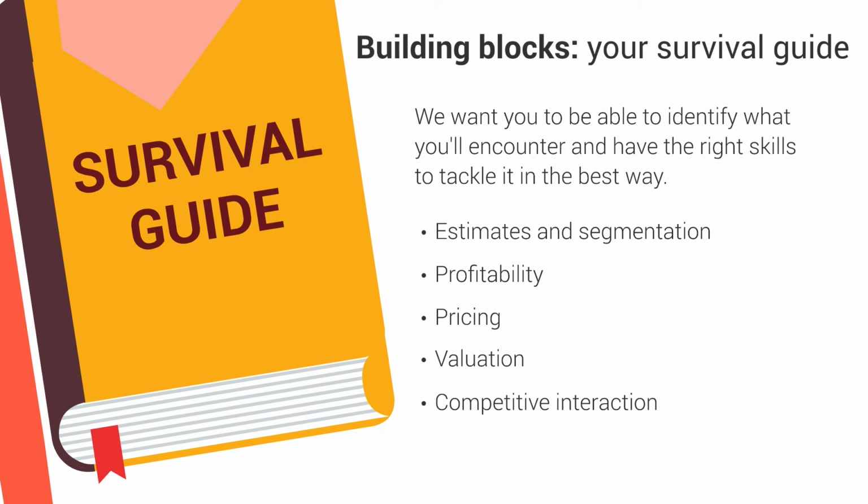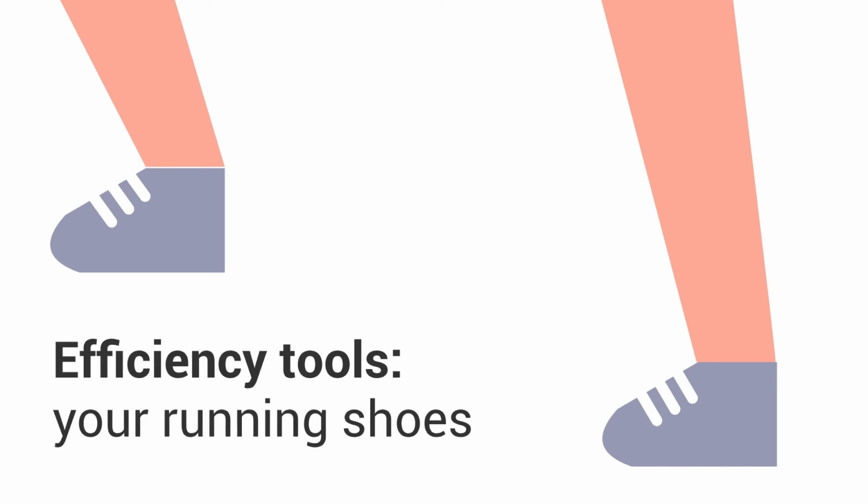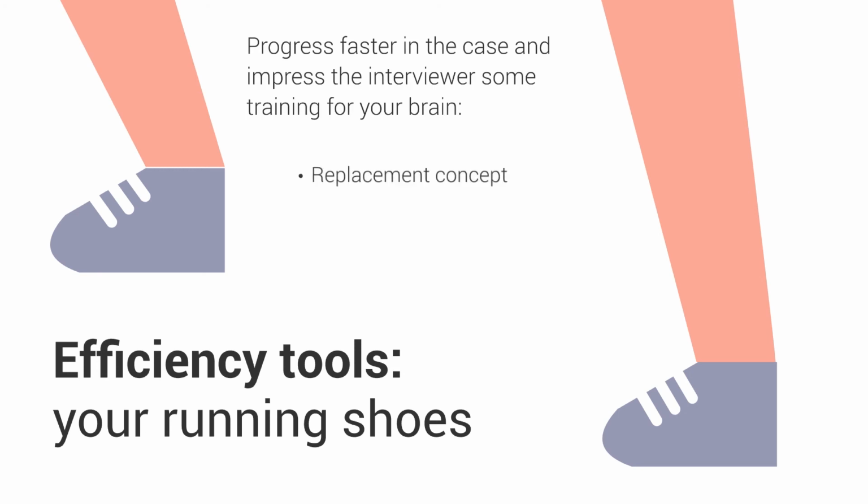Okay, what's next? You have everything to find the right path. Now you need to reach point B quickly. You need good shoes, or more likely in our case, tools to make your brain more efficient. We'll go through the replacement concept, which is very useful to estimate the size of a difficult market. Differential thinking, a neat set of shortcuts that will make you look smarter. Numbers and charts, to help you navigate consulting math like a pro. Used together, these tools will save you a lot of time, so that finishing the case in the allocated time will be much less stressful.